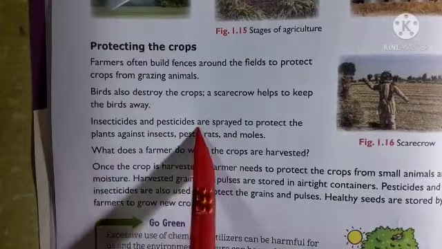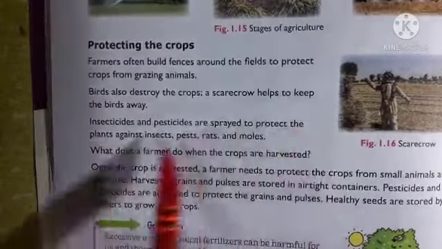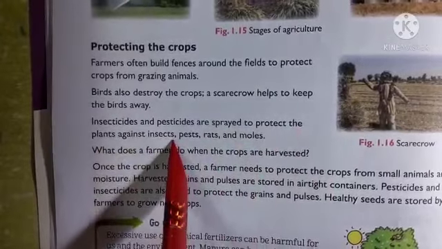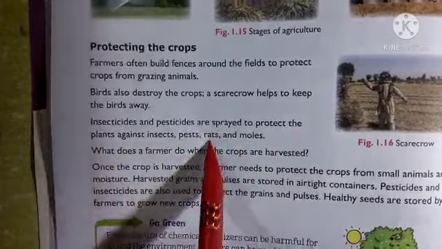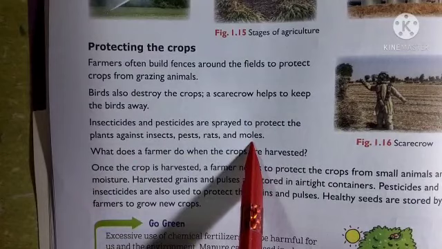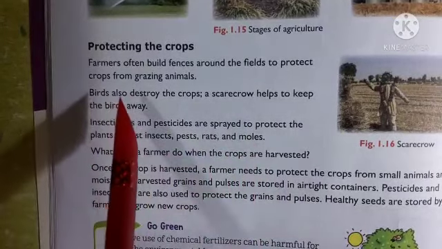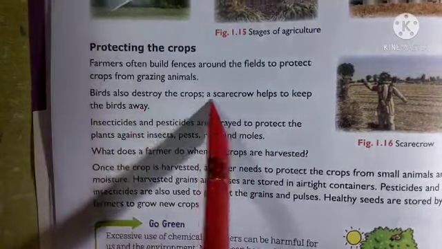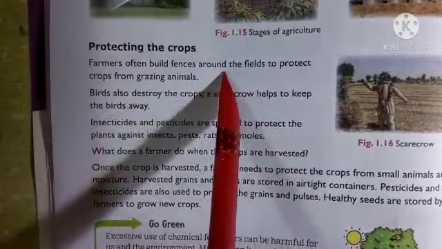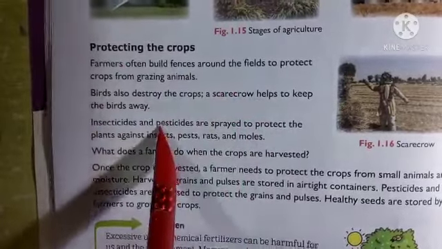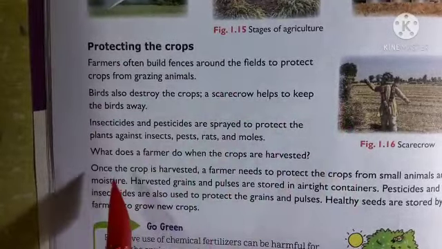Insecticides and pesticides are sprayed to protect the plants against insects, pests, rats and moles. So we will see here that we use scarecrows, building of fences, insecticides and pesticides to protect the crops.